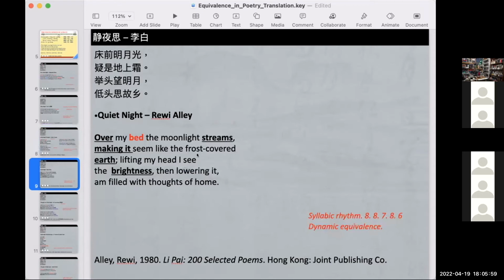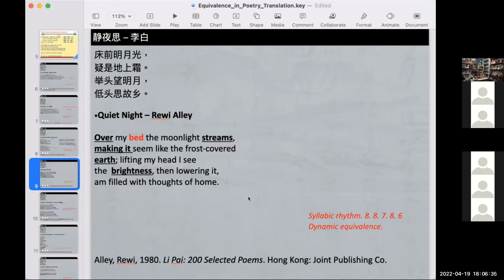Rewi Ali, he translated it such: over my bed, the moonlight streams, making it seem like the frost-covered earth. You can see earth, he put earth here in the second line. This is called run-up line. When the line is cut and you need to continue reading in the second line, this is called run-up line. So, making it seem like the frost-covered earth, and then you have to stop for a while.